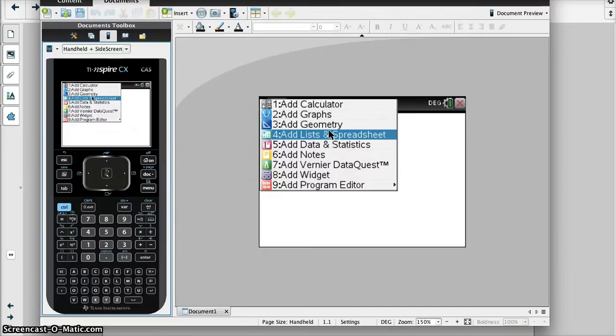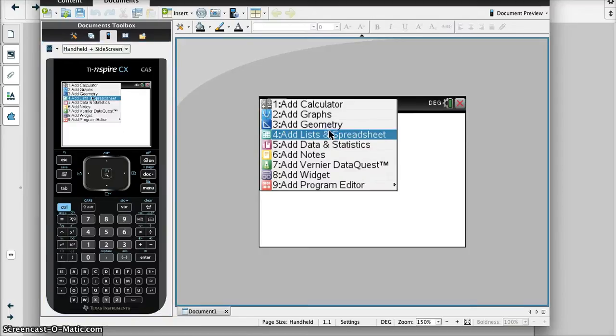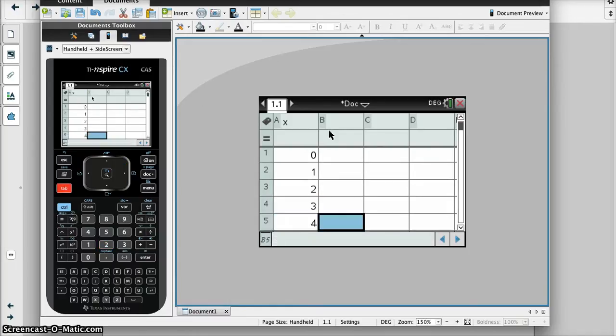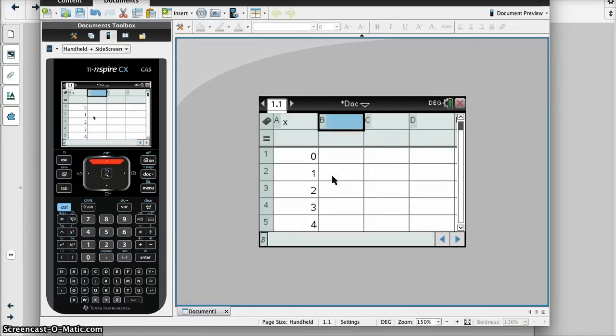Remember, we begin by adding a list spreadsheet, and I am going to name the first column X. These are our discrete variables. We had 0, 1, 2, 3, and 4 credit cards. And in column B, this is where I'll list my probabilities. So I'll just call this PX, for the probabilities of X. And then use the table on the handout to enter the probabilities.